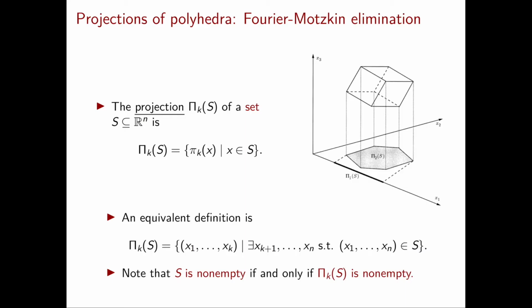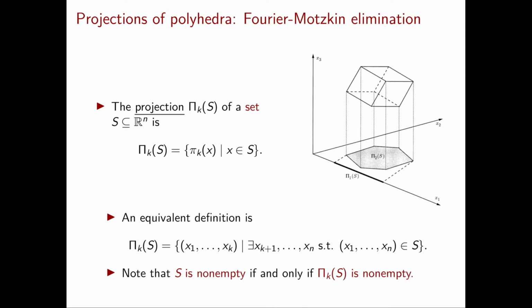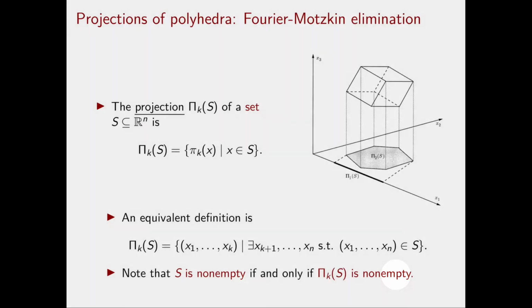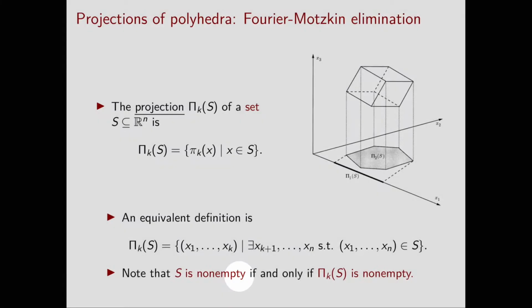It follows directly from the definition of projection that a set is non-empty if and only if its projection is non-empty. In fact, if S is non-empty, it contains a vector x1 until xn. The corresponding vector x1 until xk is in pi k S, therefore it's non-empty. Vice versa, if you have a vector x1, ..., xk in the projection, then there exists a way of extending it with n minus k more components, such that the vector obtained from x1, ..., xk by appending xk plus 1 until xn is in S. Therefore, S is non-empty.